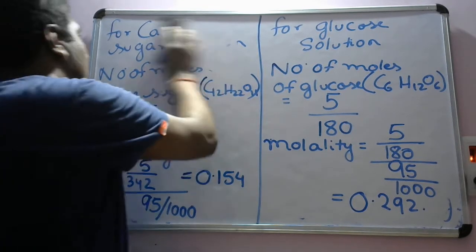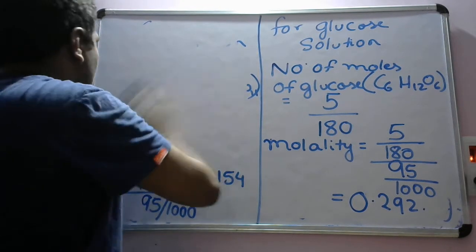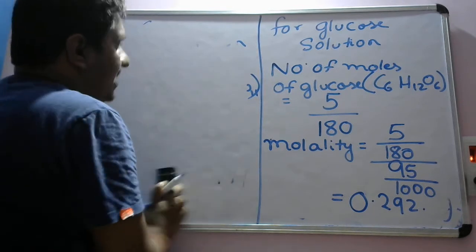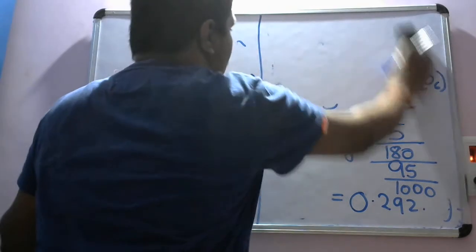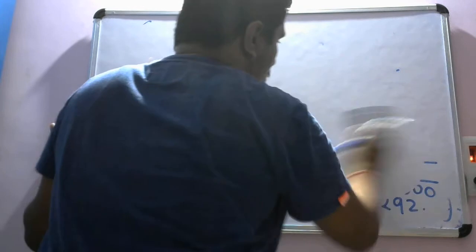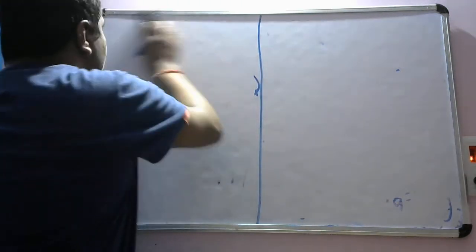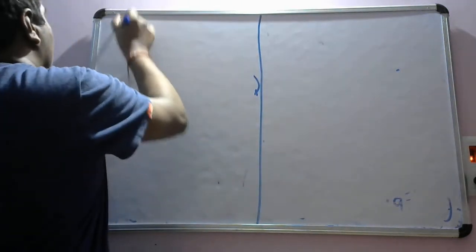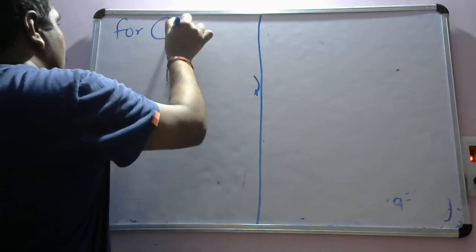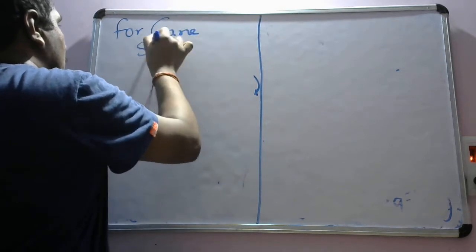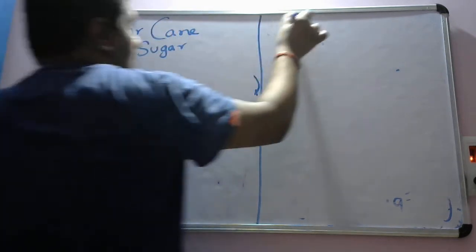Next, after calculating the number of moles and molality, we will continue the calculation in this column form, for cane sugar and for glucose.